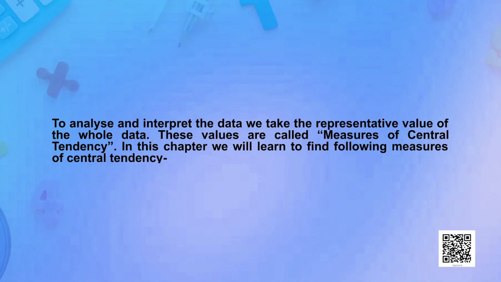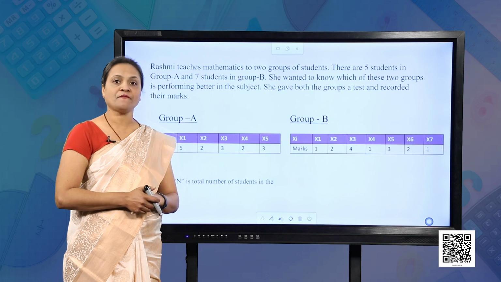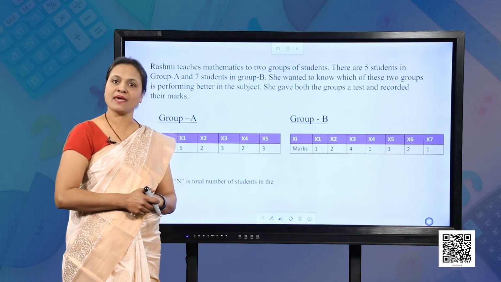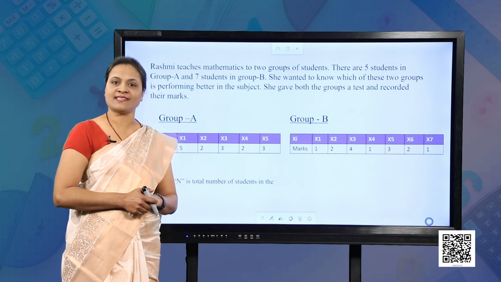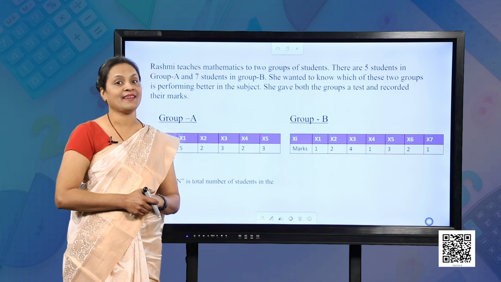When it comes to analysis and interpretation of data, we need some representative value, because just by looking at the data, we cannot draw any result or take a decision. So, that representative value of data which we find is called a measure of central tendency. One of the measures of central tendency is mean. So, let us understand the meaning of mean.